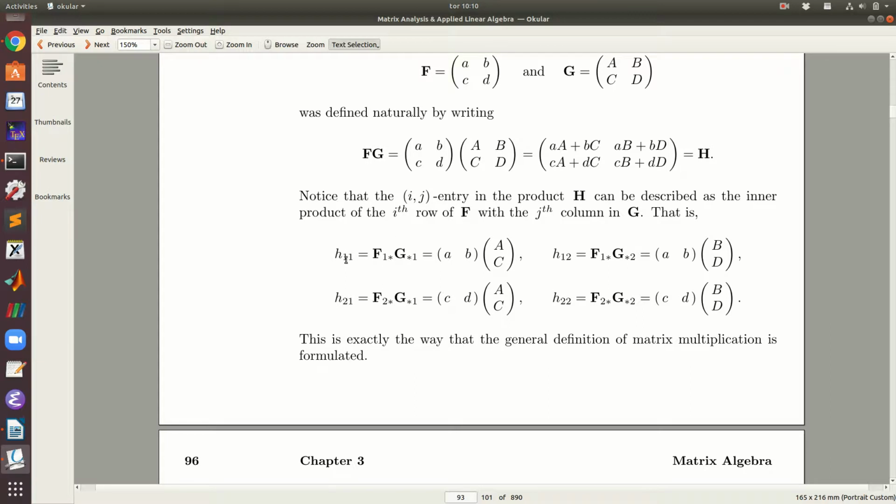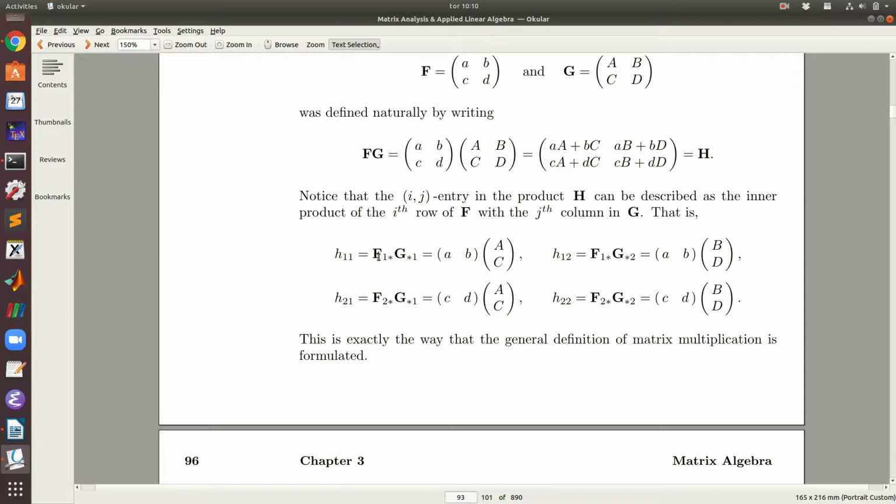So this small H11 is simply representing this entry here, in the first row, first column. Similarly, H22 is this one here in the second row, second column. H12 is in the first row, second column. So we realize that H11 is simply the product of getting the first row of F multiplied by the first column of G.